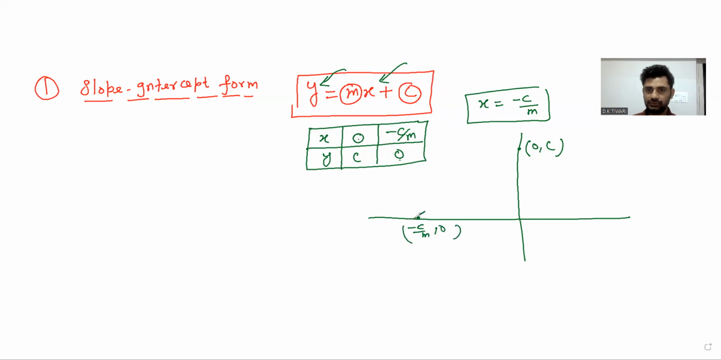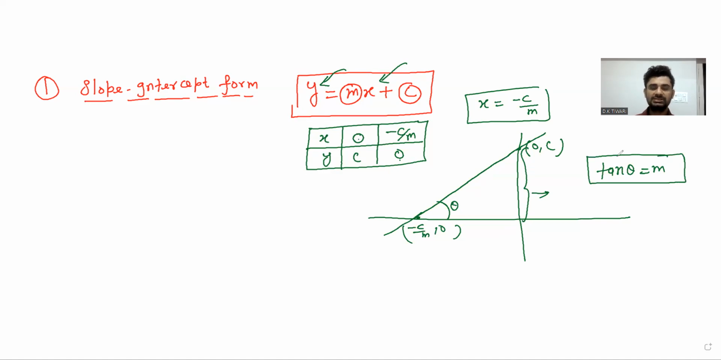Now if we join these 2 points, we get the line, and that is the equation of the line, y equal to mx plus c, where this portion is called the intercept of the line, and the angle made by the line from the x-axis is called inclination, and if we take tan theta, that is nothing but m, that is the slope of the line. Correct? So this is the first form of a line.